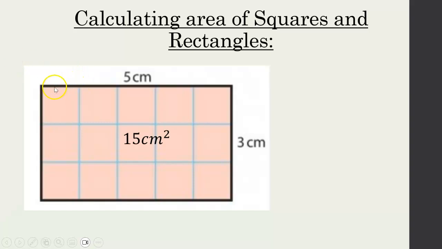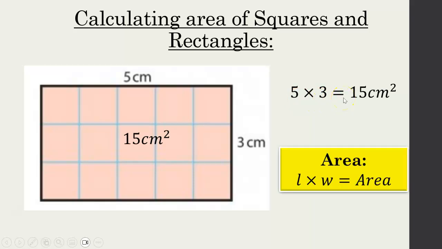Now, how did I get 5? Well, there's 5 centimeters length. Yeah, because that's 5 boxes going across. And then there's 3 centimeters width, so there's going to be 3 rows. So that's where I got 5 times 3, which is 15 centimeters squared.